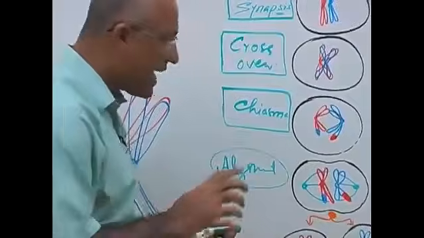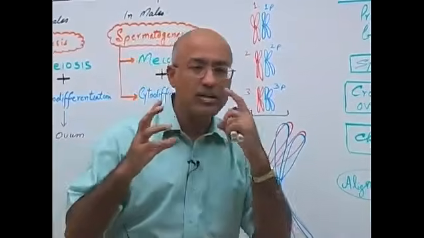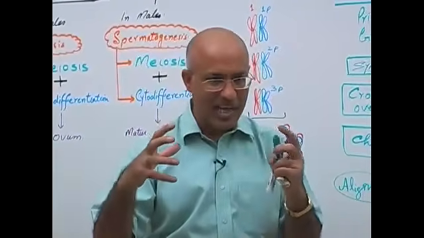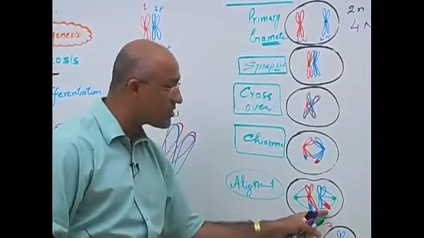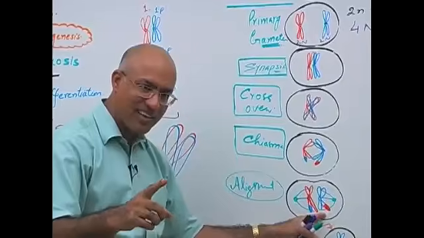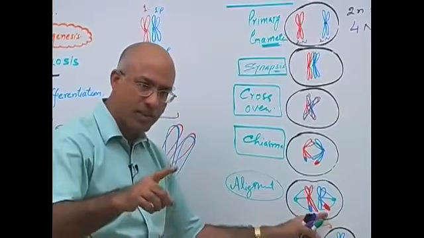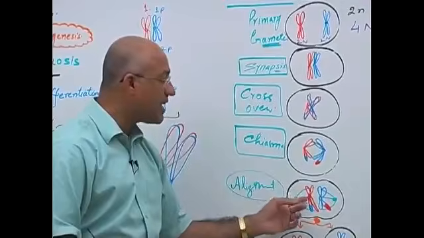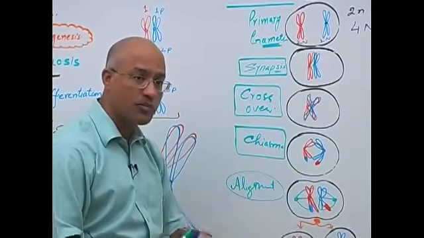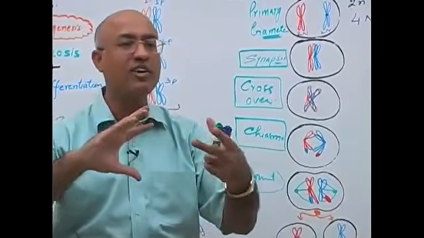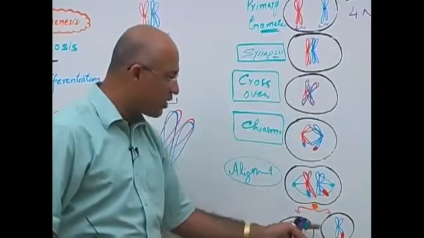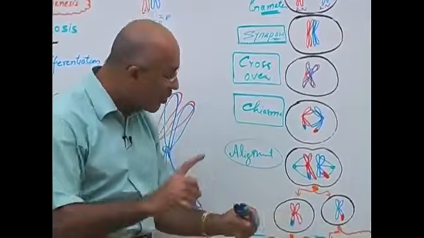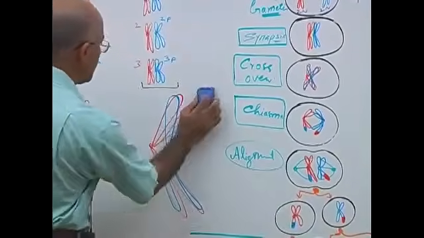Alignment. Now, at the time of alignment, how many sets will align on the spindle? 23 double structured which were originally maternal, and 23 double structured which are originally paternal, right? Of course, they are now having some recombination. Then what will happen? These maternal and paternal 23 chromosomes will be assorted randomly and will go away to the daughter cells. Now here it is very important. Let me tell you.